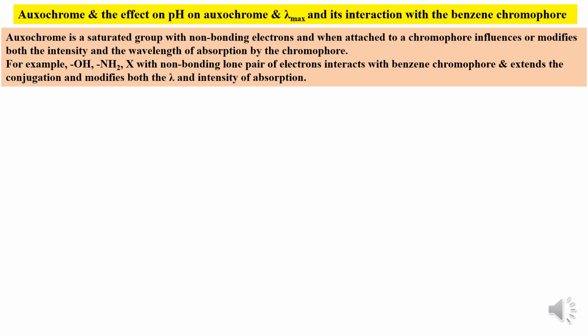Now let's see how the auxochrome interacts with the benzene chromophore, how the auxochrome influences the lambda max, and how the pH has its effect on the auxochrome. Now phenol has a hydroxy group covalently linked to the benzene ring. It has a lambda max of 270 nanometers. The auxochrome in the case of phenol is the hydroxy OH group, where you find two lone pairs of electrons on the oxygen atom.